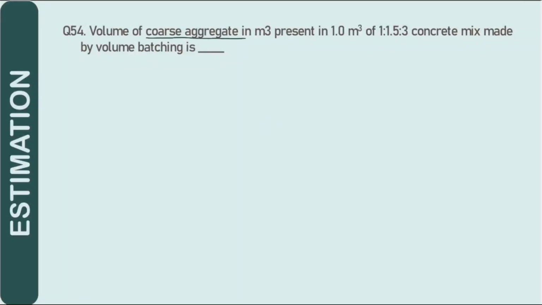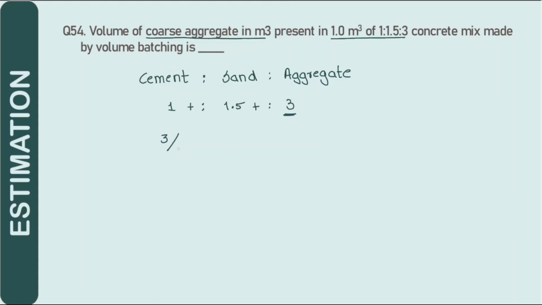Volume of coarse aggregate in meter cube present in 1 meter cube of 1 is to 1.5 is to 3 concrete mix made by volume batching is. So the ratio given is cement is to sand is to aggregate, which is given as 1 is to 1.5 is to 3. So 3 is the volume of aggregate. So 3 divided by the total volume of the batch, that is 1 plus 1.5 plus 3, that is 5.5. So 3 divided by 5.5 into 1, that is the total volume given, is equal to 0.54 meter cube, that is the volume of aggregate.